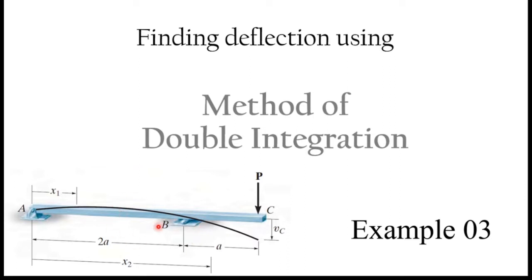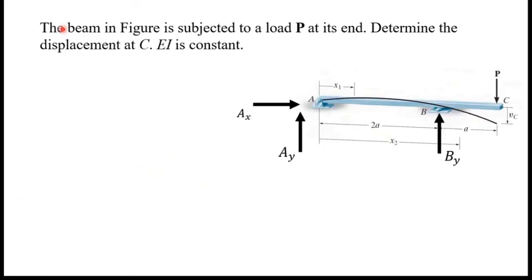This is our beam. You can see at A there is a pin support and at B there is a roller support, and at C there is a point load of P. I marked the deflection here. All the dimensions are given in this figure. The beam in the figure is subjected to a load P at its end. Determine the displacement at C. EI is constant. So our first task is to find the support reactions.